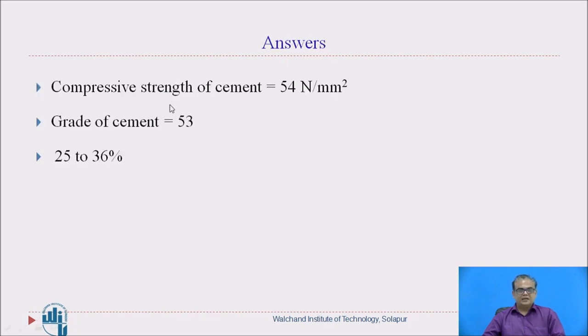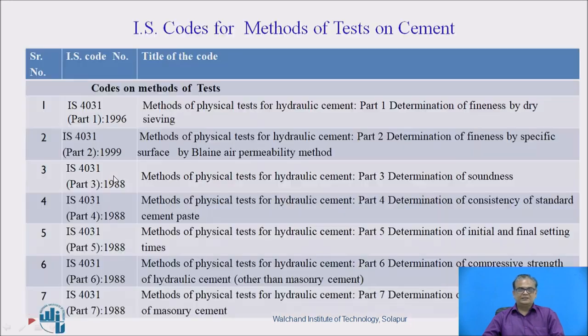Here are the answers. The compressive strength of cement comes to be 54 Newton per mm square, and the grade of cement is 53 because the strength is more than 53 Newton per mm square, and the consistency of cement ranges from 25 to 36%. These are the answers.